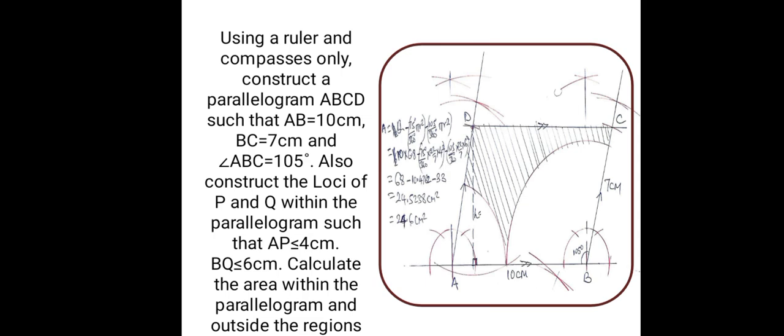Using a ruler and compasses only, construct a parallelogram ABCD such that AB is equal to 10 cm, BC is equal to 7 cm, and angle ABC is equal to 105 degrees. Also, construct the loci of P and Q within the parallelogram such that AP is less than 4 cm, BQ is less than 6 cm. Calculate the area within the parallelogram and outside the region bounded by the two loci.